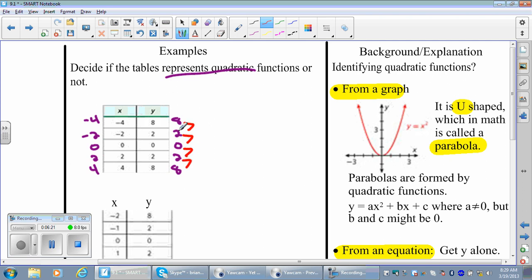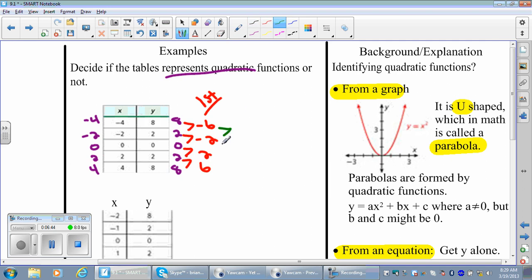Now, what is 2 minus 8? Well, 2 minus 8 is -6. 0 minus 2 is -2. 2 minus 0 is 2. And 8 minus 2 is 6. Now, this first difference is not constant. So we know it's not linear. So now we need to look a little further.